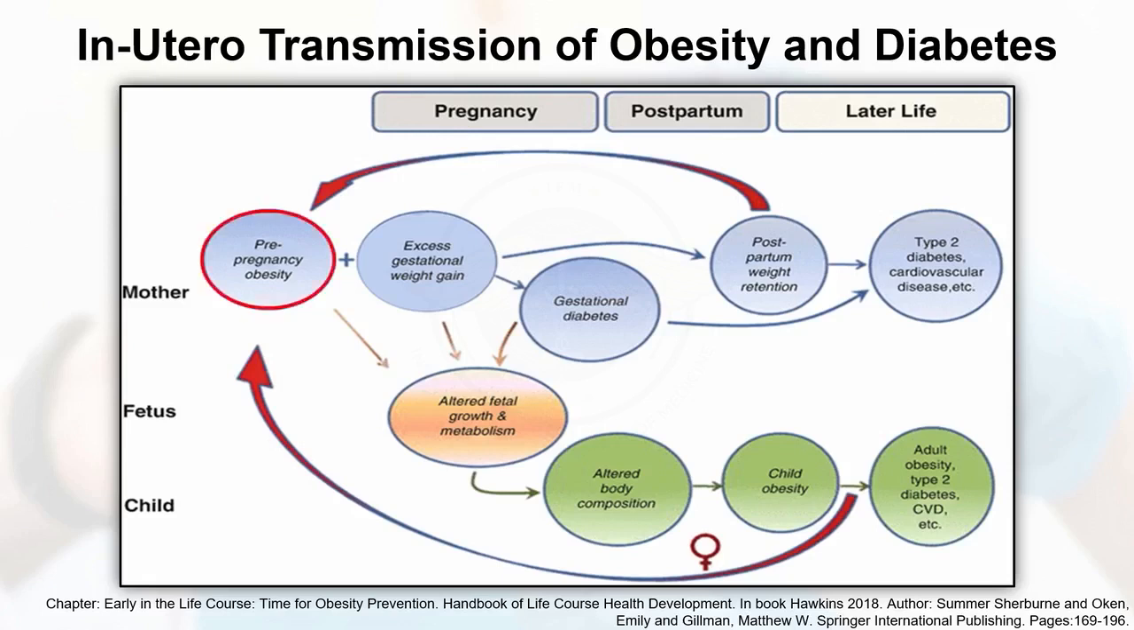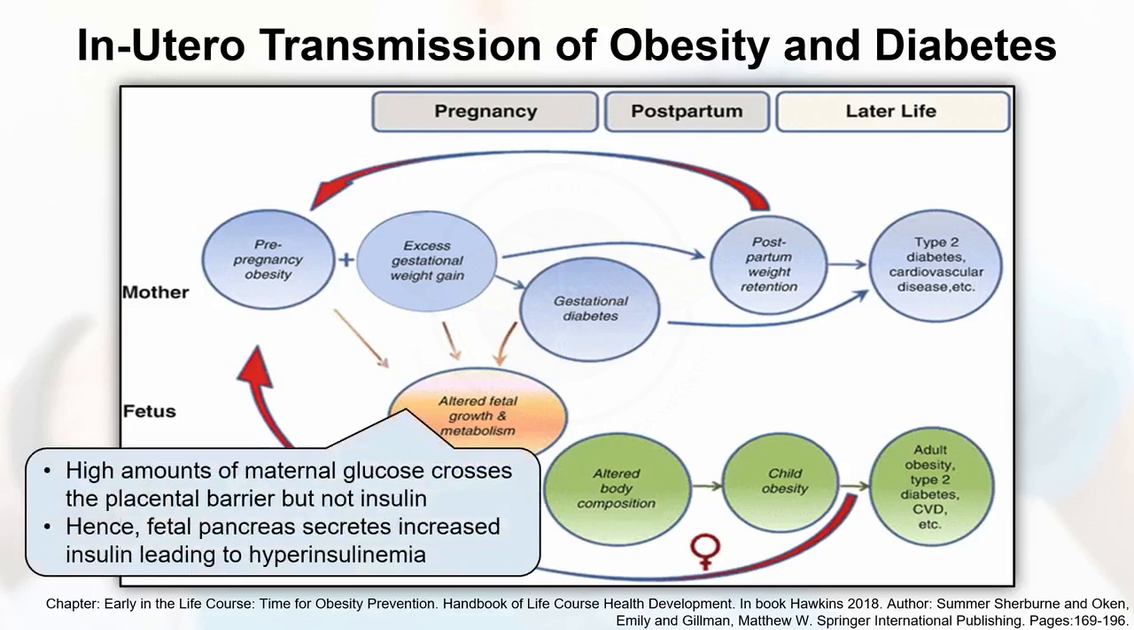Such an obese woman becomes pregnant, and then she has excess gestational weight gain. She may even develop gestational diabetes. Now, what happens when she develops gestational diabetes? Now we know that when the mother develops GDM, high amounts of maternal glucose cross the placental barrier and reach the fetus, but the insulin cannot cross, right? Hence, how does the fetus respond?